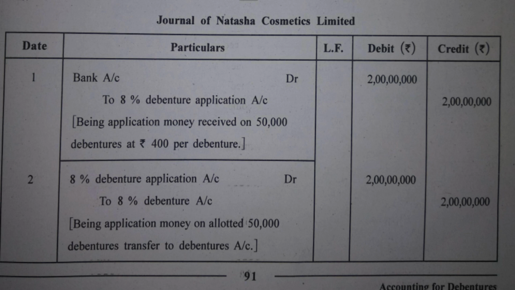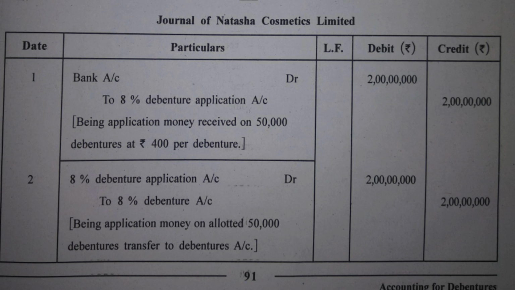Yes? Now the amount received with debenture application is to be transferred to debenture account. So second journal entry, 8% debenture application account debit 2 crore to 8% debenture account 2 crore again. The amount that has been received along with application for debenture, 400 rupees out of 1000, is transferred to debenture account. So out of 1000, 400 is received with application.